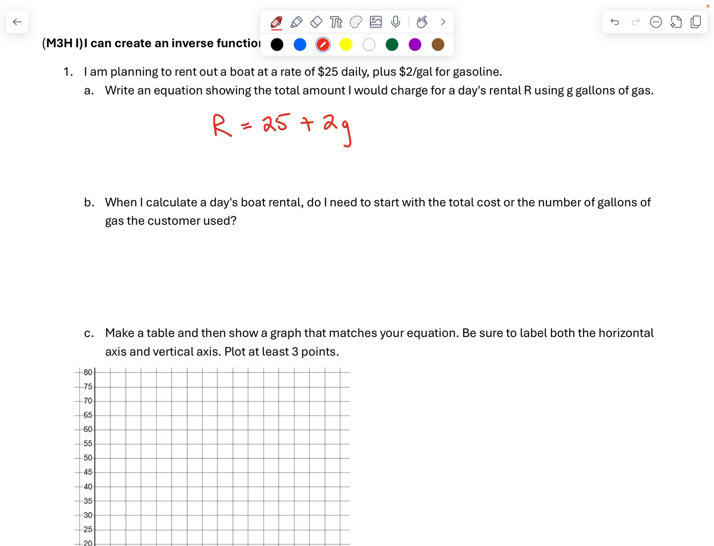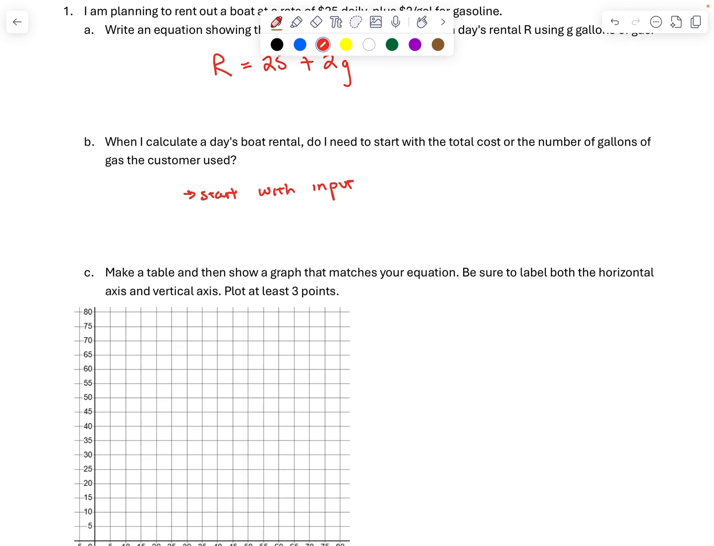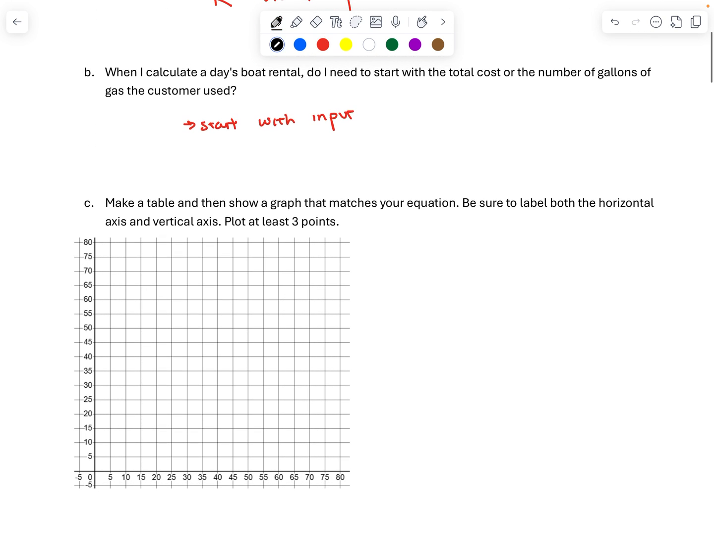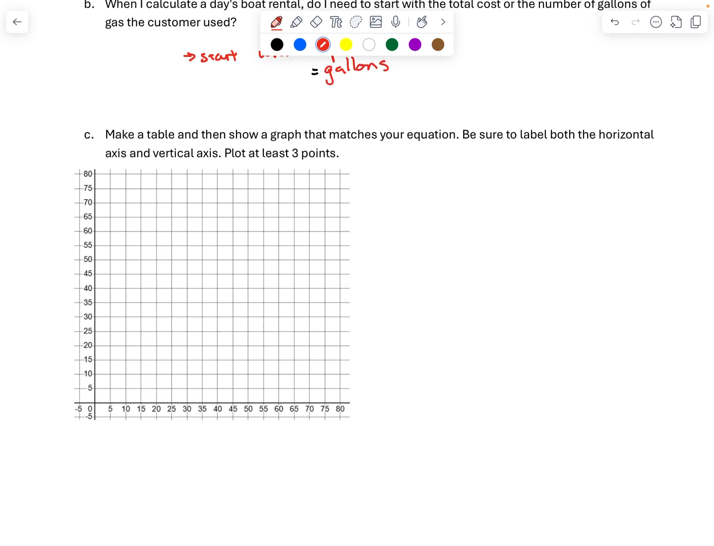If I want to, do I start with the total cost, or do I start with the gallons? You start with the input. So if you're designing a function, you want to think about what numbers am I plugging in. That's the easiest thing to make the input variable.